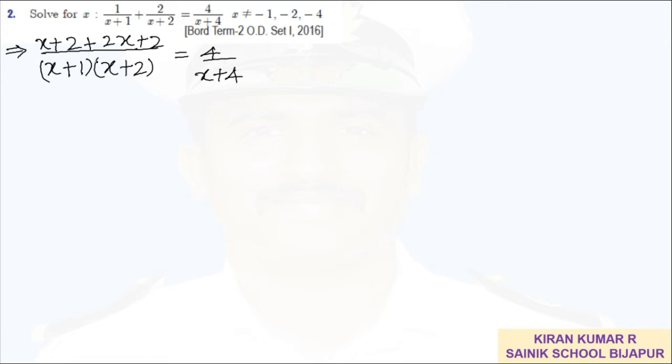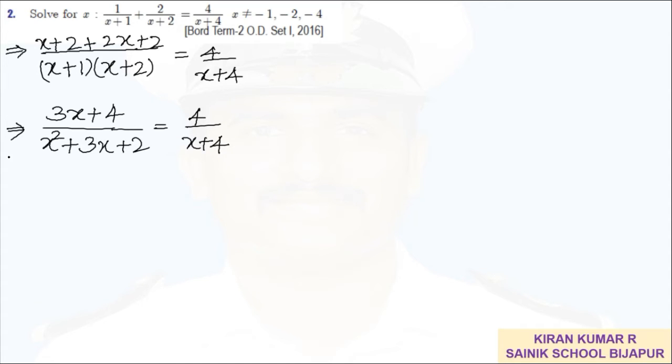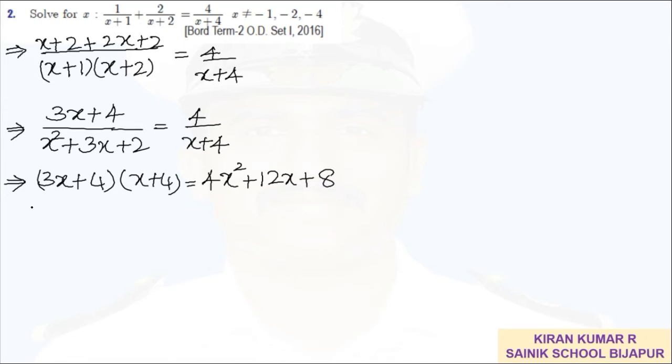Let us further simplify. It becomes 3x plus 4 divided by the product, which will be x square plus x plus 2x, which becomes 3x. So x square plus 3x plus 2, which is equal to 4 divided by x plus 4. Now it has to be cross multiplied. We get 3x plus 4 multiplied to x plus 4, which is equal to 4x square plus 12x plus 8.